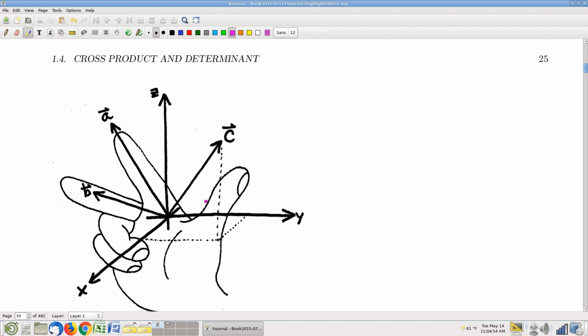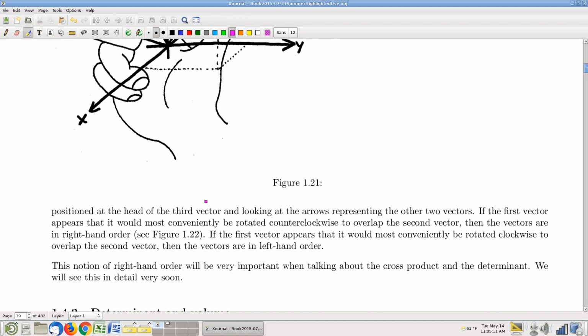So this is exactly the properties of clockwise, counterclockwise. If you switch two of the vectors, it changes the order. Ditto for right hand, left hand. If you mirror, that changes the order. Just like clockwise, counterclockwise. Anyway, okay, so that's what that order is.